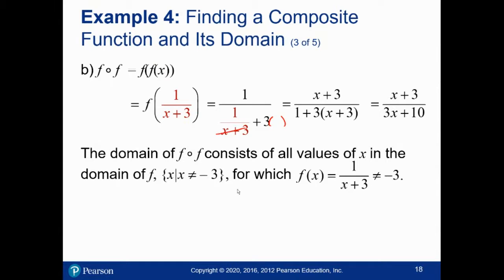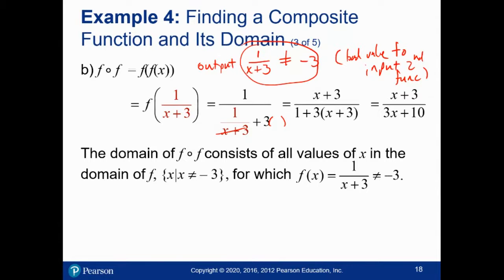So now what's the domain? Well, I need to be in the domain of the first step, which was just the function f, so I can't have -3 in my domain. But then the output of that needs to be in the domain of the second step, which is also f. So I need 1 over x plus 3, the output, to not be -3. This would be the bad value to input to the second function, which happens to also be f.